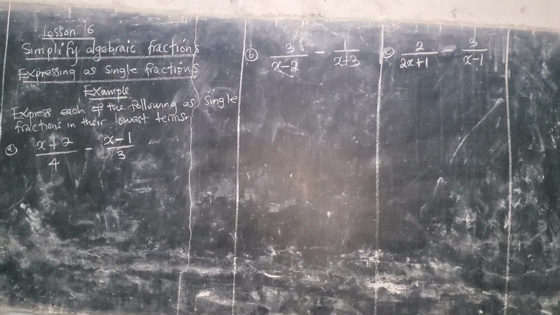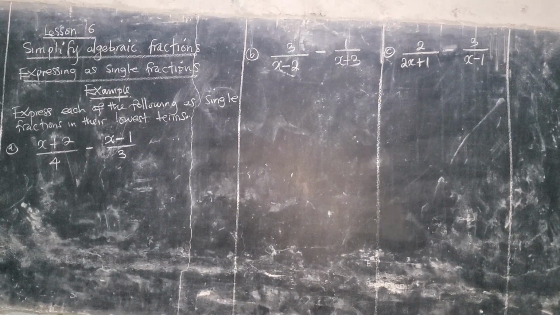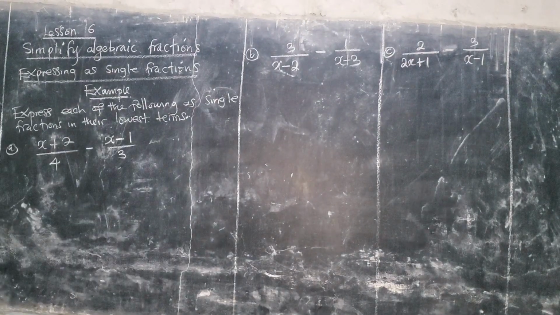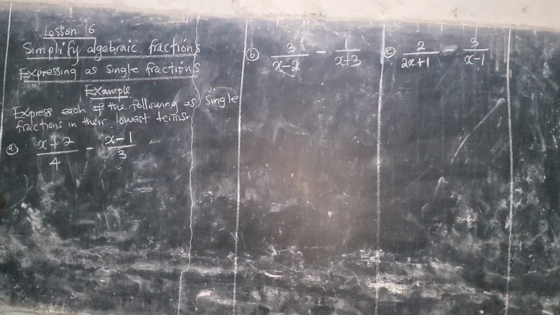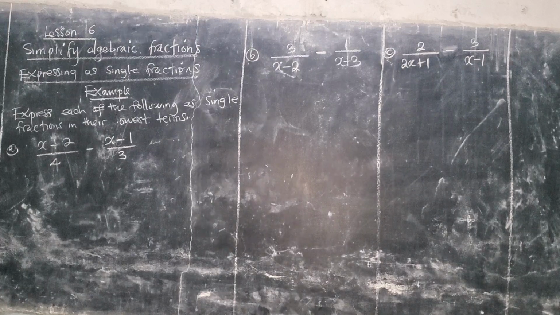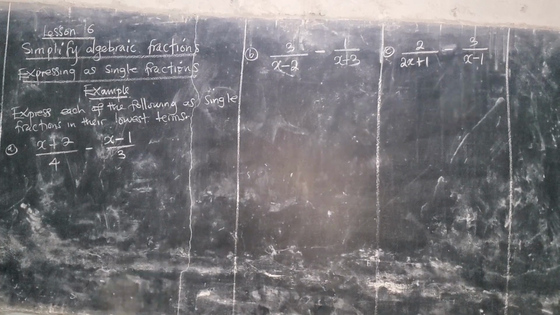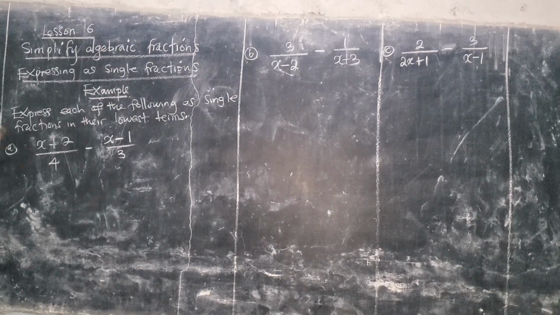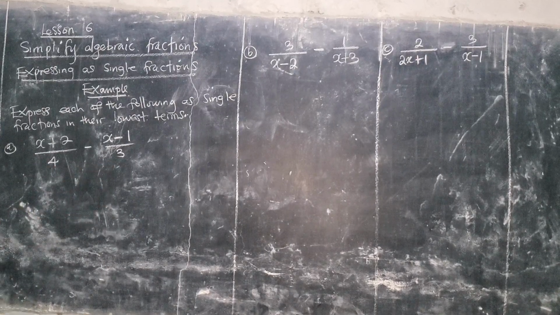Okay, so we're looking at lesson number 6. In lesson number 6, we start looking at simplifying algebraic fractions, which is expressing as a single fraction. When you're expressing as a single fraction, you are supposed to have one denominator, a single denominator there.